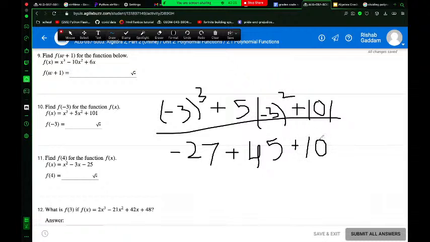Okay, so minus 27 plus 40. Wait, so negative plus negative plus positive is equal to negative, right? That depends on which number is bigger. Okay, so 45 is bigger. That means it's going to be a positive. Yeah. So 27 plus 4 is equal to, okay, so if I solve it, that would be 173.